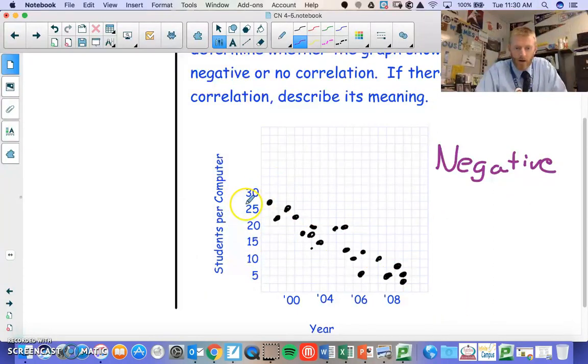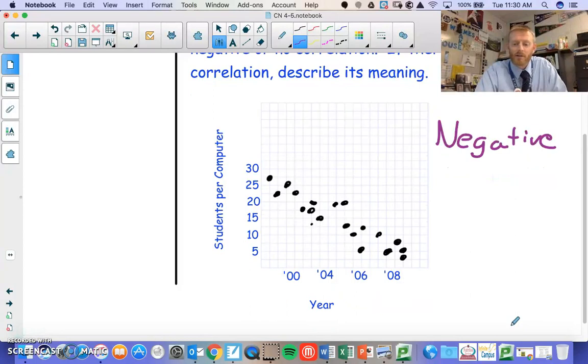The number of students per computer as the years go on is decreasing, which means that there's more and more computers per kid and fewer students per computer. So that means that hopefully, as we've gotten into 2017, we're almost one-to-one. There's almost the same number of computers as there are students.